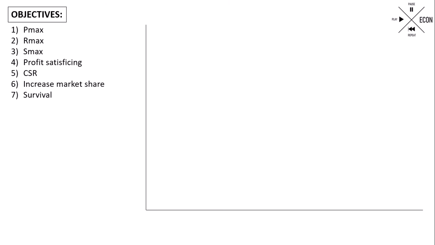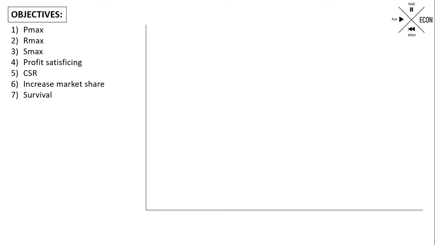So hopefully you've identified profit maximization, revenue maximization, sales maximization, profit satisfaction, which overcomes the principal agent problem, CSR, corporate social responsibility, growth, and surviving an economic downturn.